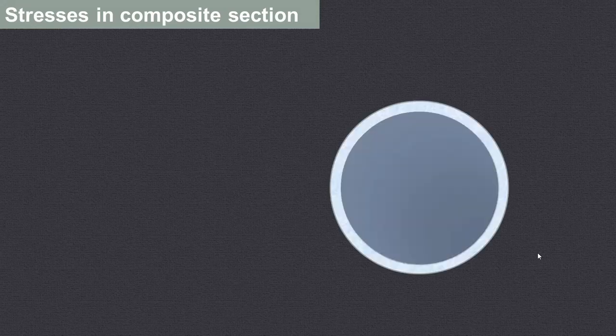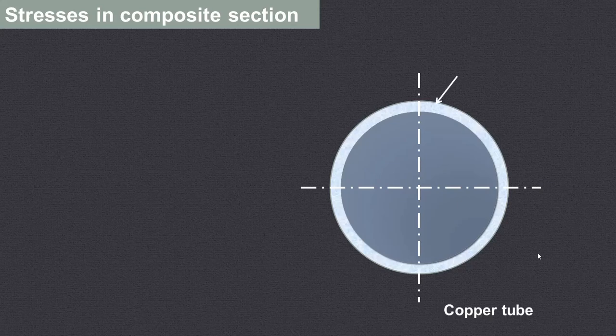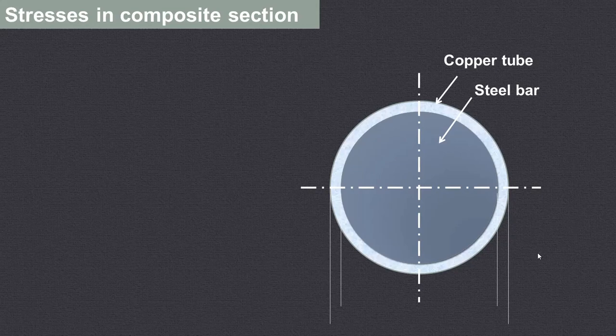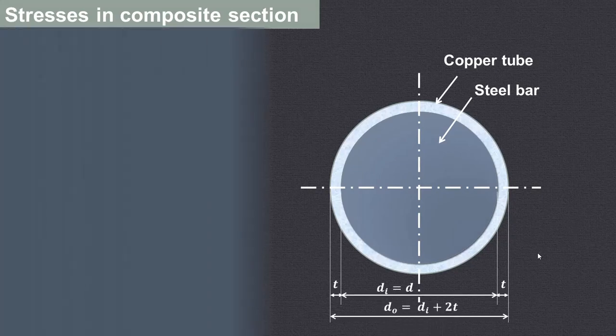In this video, we'll see how the stresses are induced in composite section. Composite section is nothing but the section which is made up of two or more materials. So here we are having the section which is made up of copper and steel. So this is the hollow circular section.